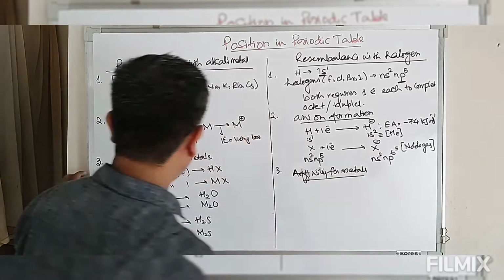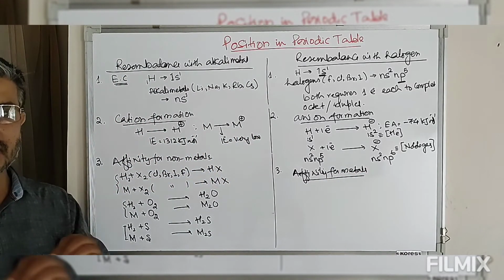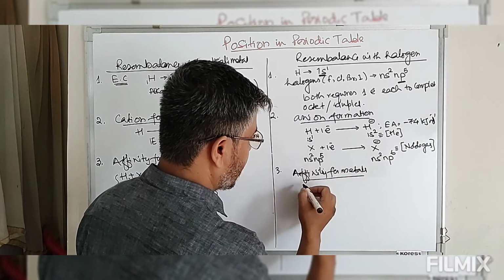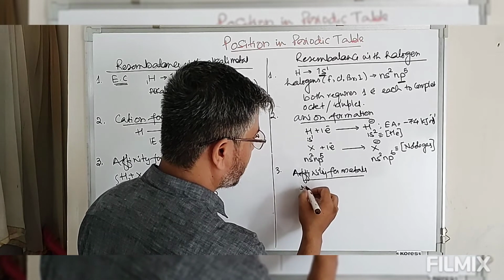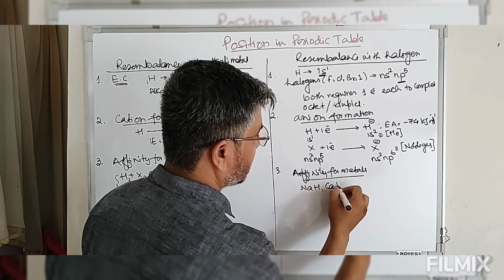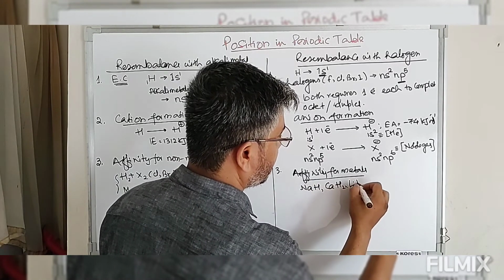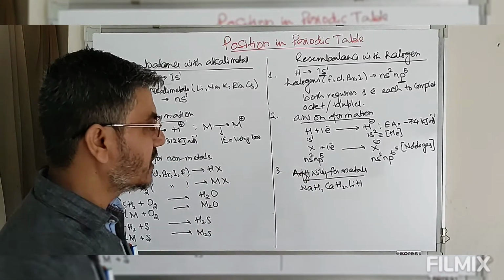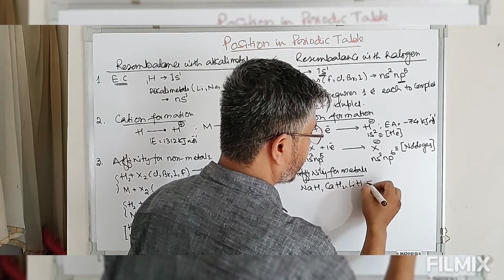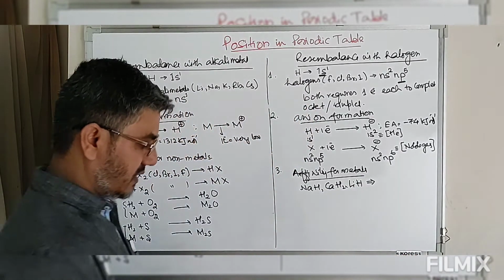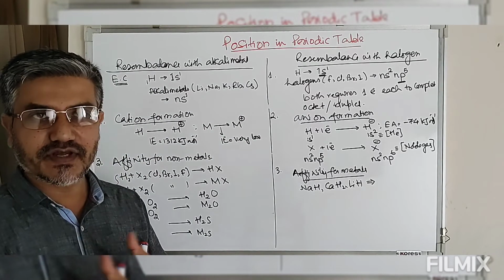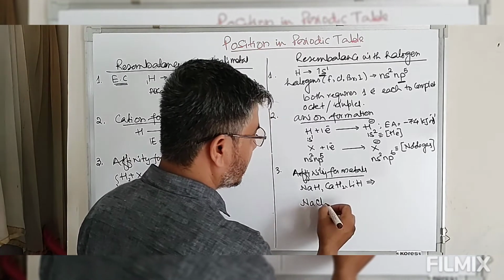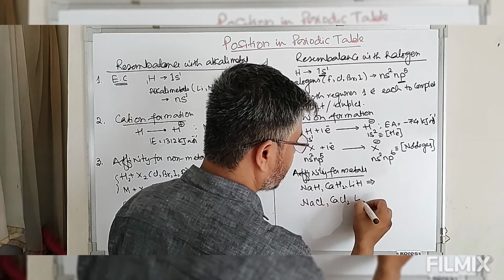Now both hydrogen and halogens show a very strong affinity for metals. Now look at this. Hydrogen combines with metal to give you metal hydride, calcium hydride, lithium hydride, etc. So hydrogen has a very strong affinity for metals. Similarly, these halogens also have a very strong affinity for metals. So sodium combines with chlorine to give you sodium chloride, calcium gives you calcium chloride, lithium gives you lithium chloride.